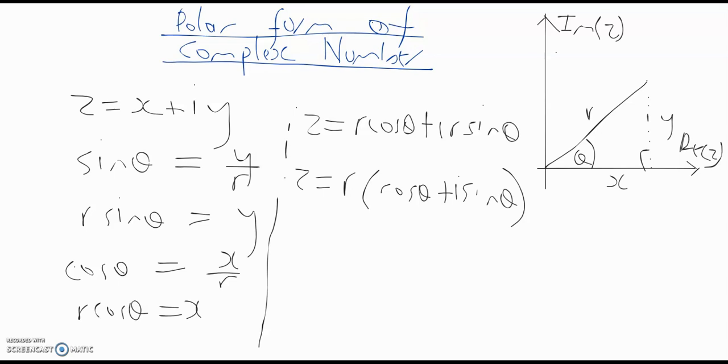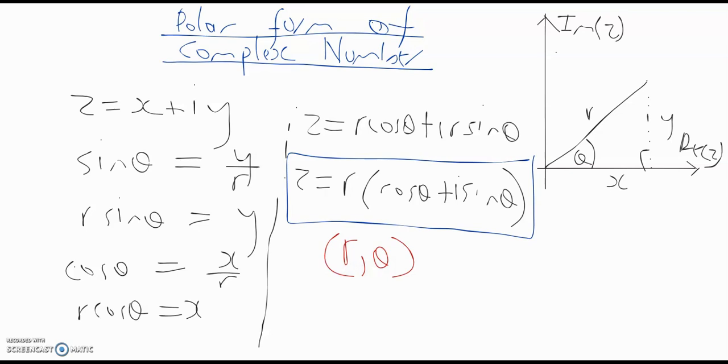Just like how we find the polar coordinates, r is the modulus, which is found in the same way, and theta is the argument, which is found in the same way. It's just that if we're asked for the polar form, this is the polar form. And you already know what the polar coordinates are. If you're asked for the polar coordinates, it's just r and theta.